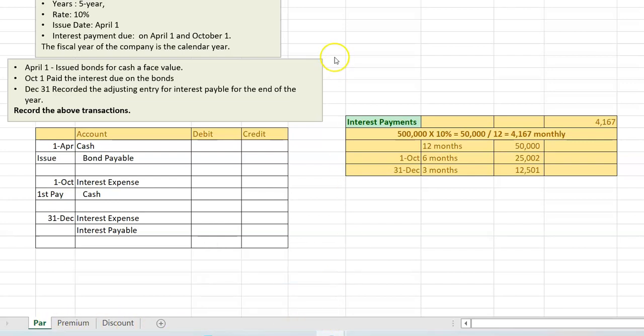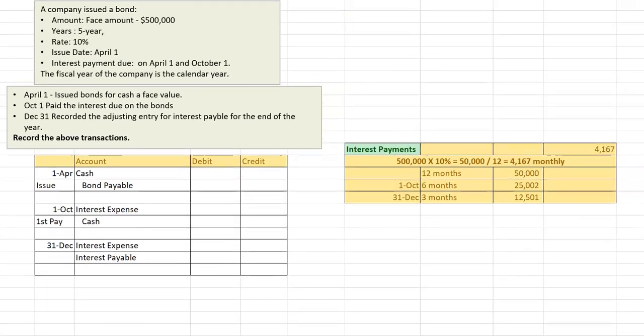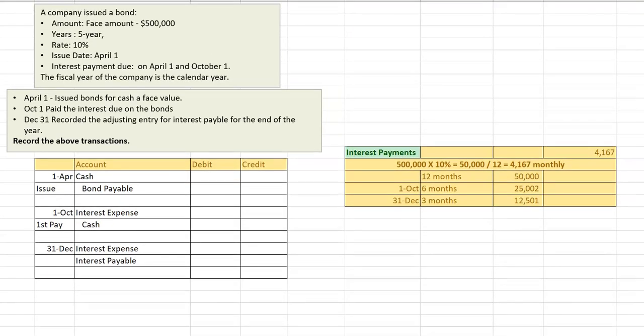I'm not going to fill in the numbers, but I'm going to show you what to do with all this. The first thing you need to do is read this information up here. This is a par, so there's no bond premium or discount to it. How much money did they receive? Well, they got $500,000, and that means they will owe $500,000. So it's a fairly straightforward transaction.